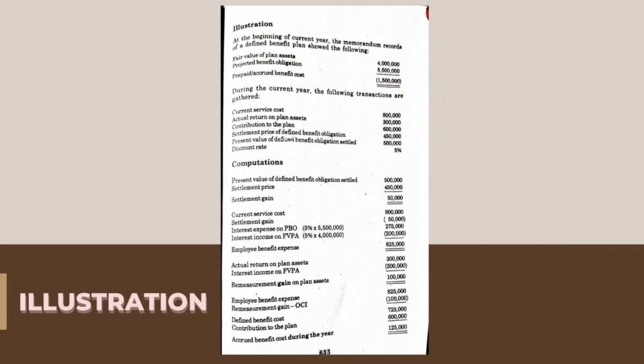So the actual return on plan asset is 300,000. Interest income on FVPA, again, 200,000. So the remeasurement gain on plan asset is 100,000. The employee benefit expense is 825,000, subtracted by the remeasurement gain of 100,000, gives the defined benefit cost of 725,000. Contribution to the plan is 600,000. And the accrued benefit cost during the year, we get 125,000.